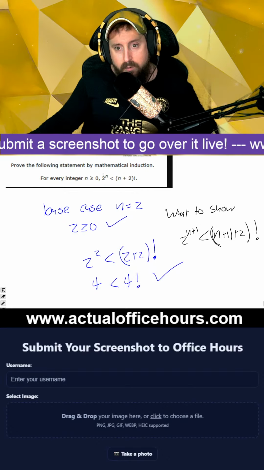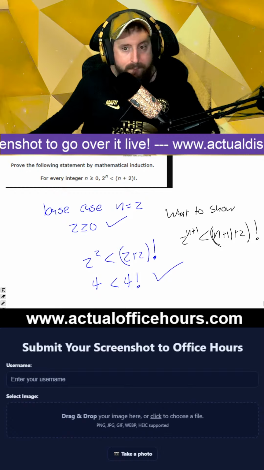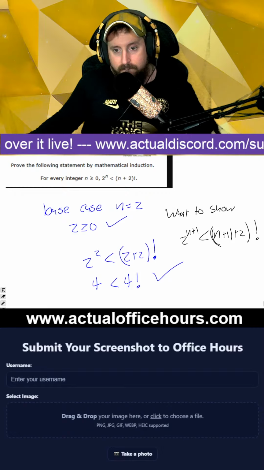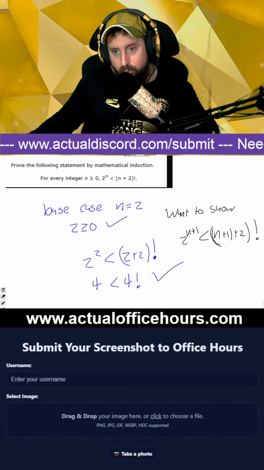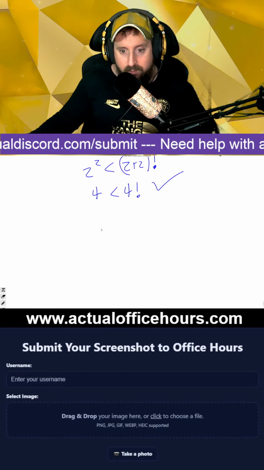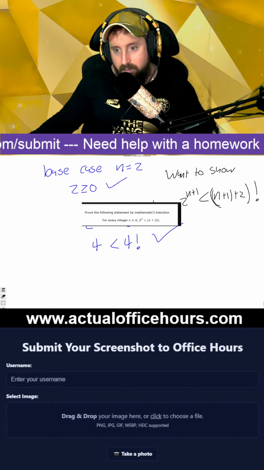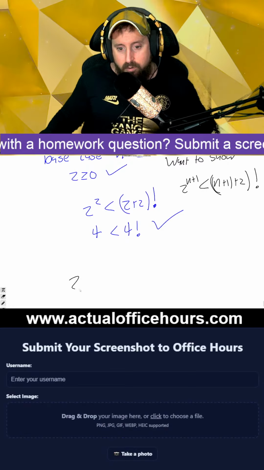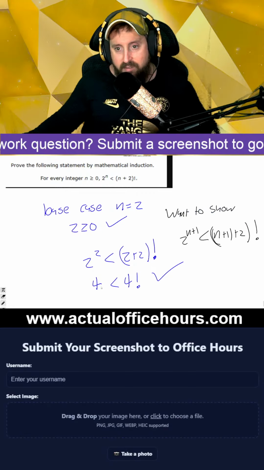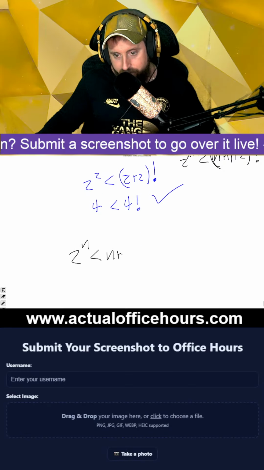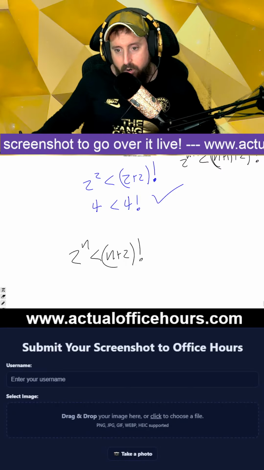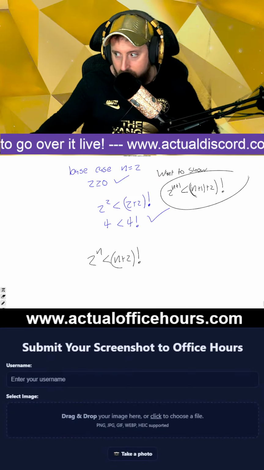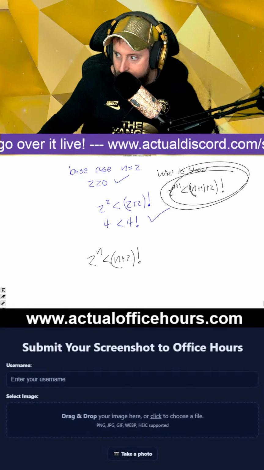Okay, so we know it works for n. We're gonna assume it works for n, and because we showed it worked for some n, right? Okay, so 2 to the n is less than n plus 2 factorial. And then I always like to see what our goal is, right? The goal is to try to make it look like this. If we can show this looks like this, then we're golden.